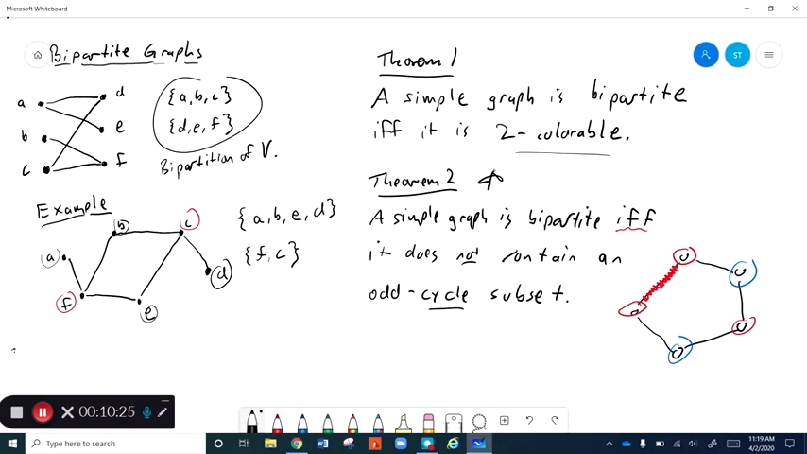We are going to use this idea of finding subgraphs of certain types, not just for checking bipartite, but also for another topic coming up called graph isomorphism. So just be ready for that.